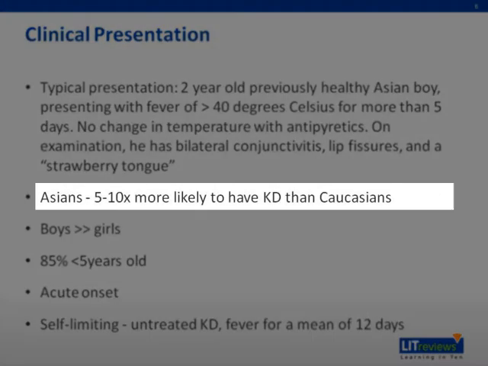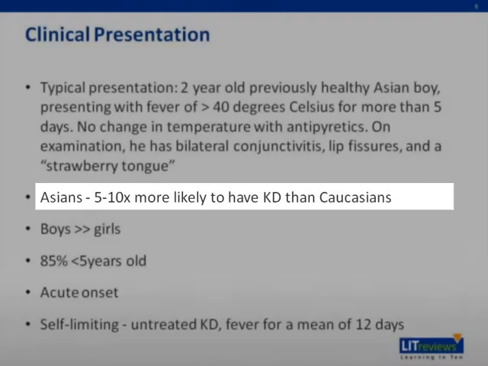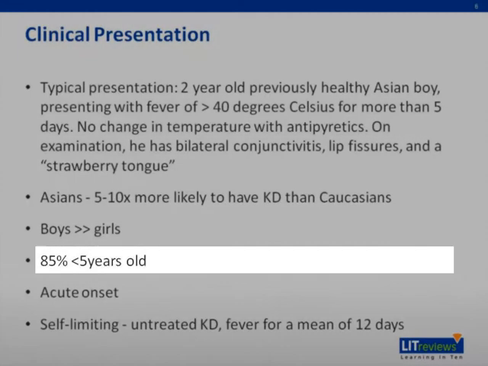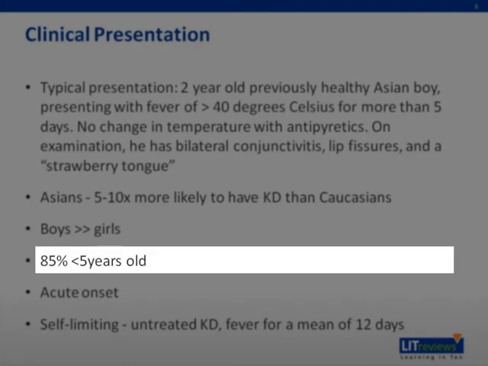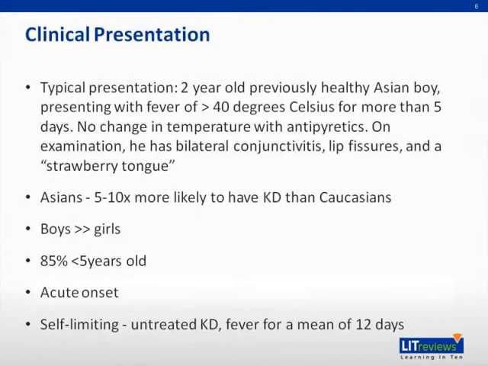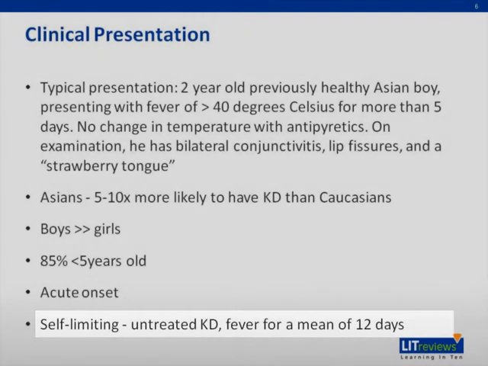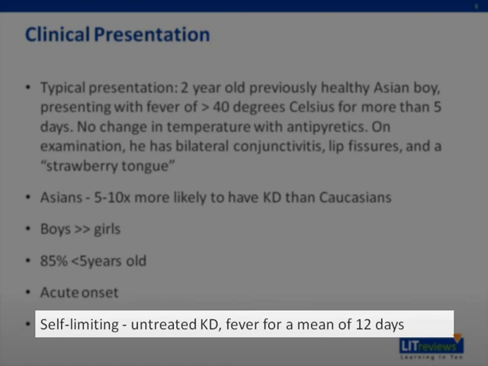As highlighted in this scenario, Asians are 5 to 10 times more likely to develop Kawasaki disease than Caucasians. There is also a gender preference, with higher rates of incidence among boys. 85% of patients present before the age of 5. The onset of Kawasaki is acute, and the child is often in good health before this event. Untreated, Kawasaki will last for a mean duration of 12 days.